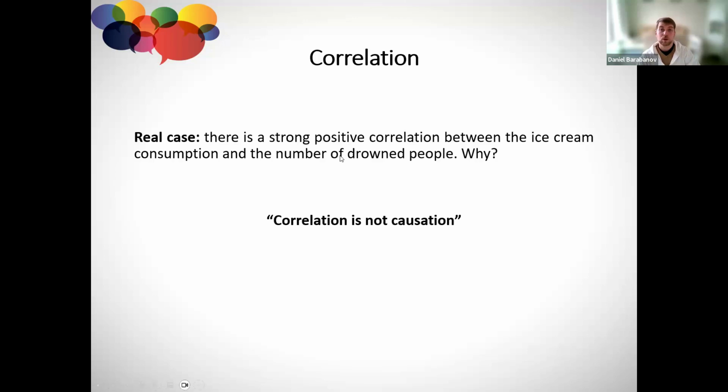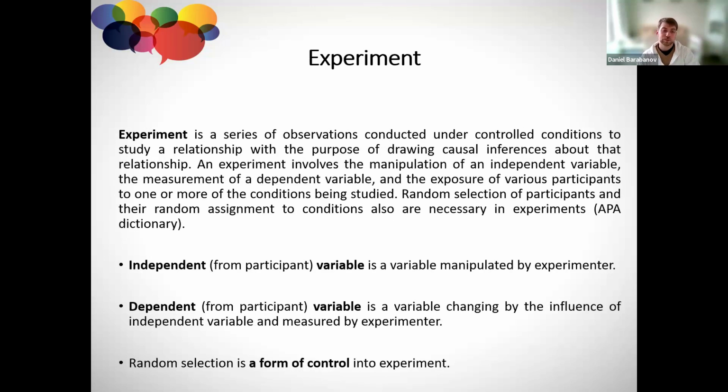So there is no cause and effect relationship between the two variables we measure, right? The real cause is what we didn't measure in this research, and it's the season. So that is why correlation is not always causation. So we should be very careful when we interpret this type of data. And finally, experiment.